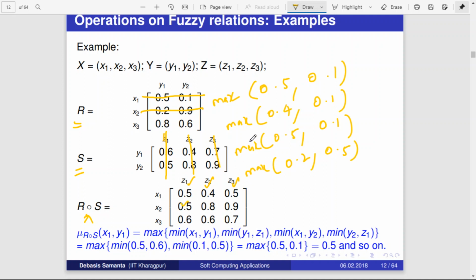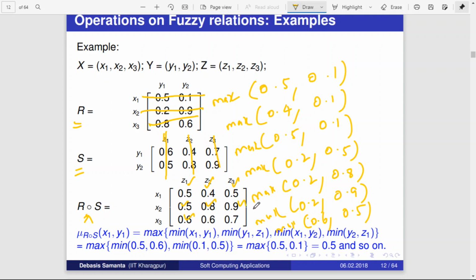Next, second row and second column, 0.2 and 0.4, the min is what? 0.2. Then 0.9 and 0.8, the min is 0.8. The max of this is 0.8. Next, second row and third column, 0.2 and 0.7, the min is 0.2. 0.9 and 0.9, it is 0.9. The max of this is 0.9. Then third row and first column, 0.8 and 0.6, the min is 0.6. Then 0.6 and 0.5, the min is 0.5. So the max of this is 0.6. So we got this 0.6 here.